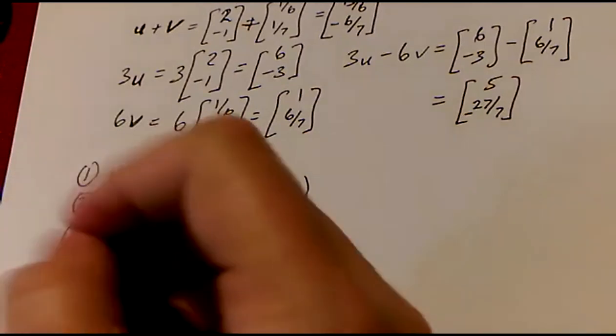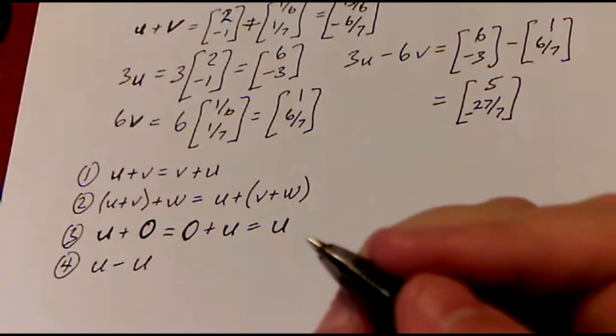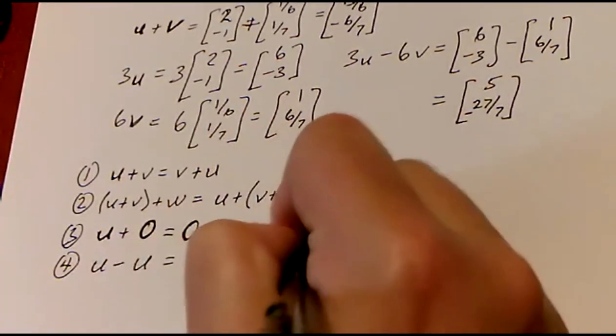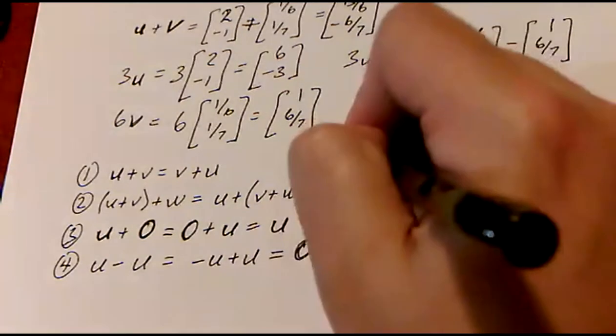Okay, a fourth property, we have negative vectors. We have an additive inverse. So u minus u is, of course, the same thing as minus u plus u, and that should add up to the zero vector. Okay, that's what an additive inverse means.